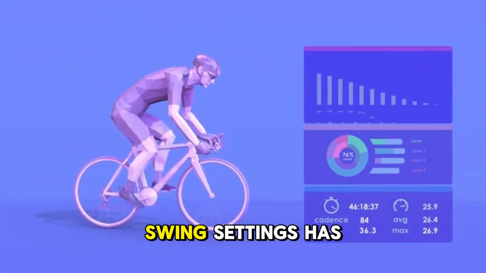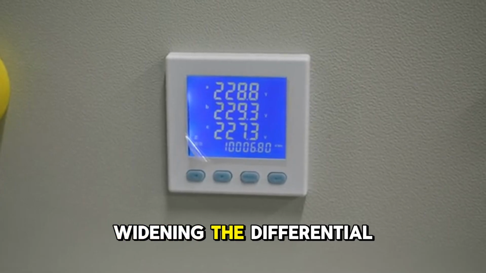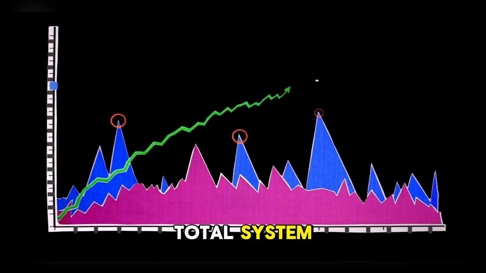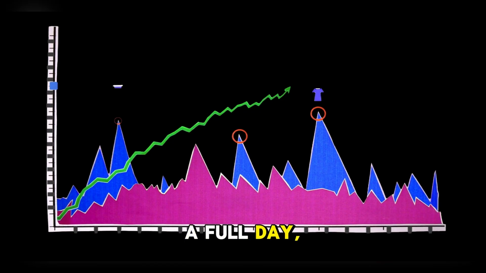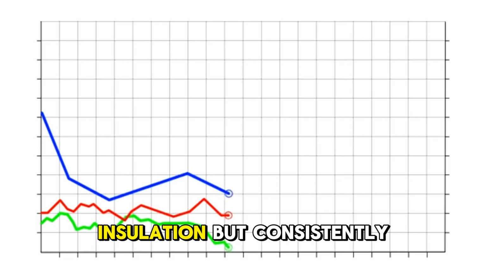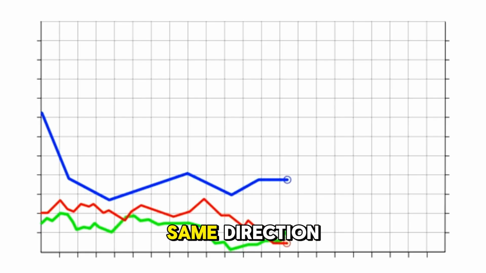Research on temperature swing settings has found that widening the differential by 1 to 2 degrees reduces total system cycling noticeably over a full day, with corresponding energy reductions that vary by climate and insulation but consistently point in the same direction.